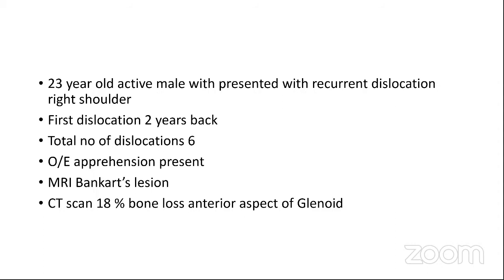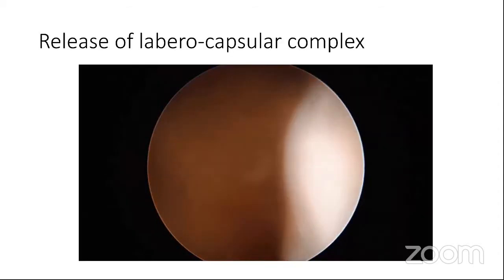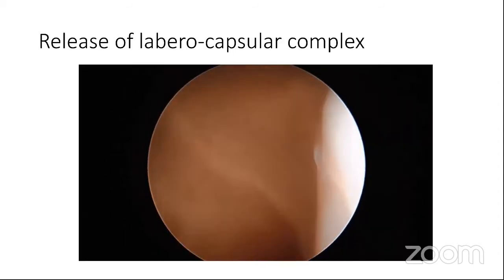When the patient came to us, we examined. On examination, apprehension sign was positive. On MRI, there was a Bankart lesion. On CT scan, there was 18% bone loss on the anterior aspect of the glenoid. Young patient, recurrent dislocation, high demand patient. So we planned to do an arthroscopic repair.